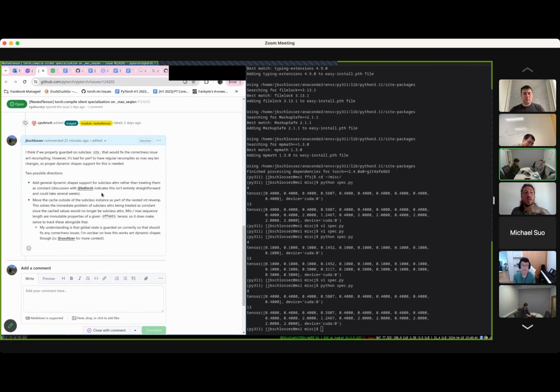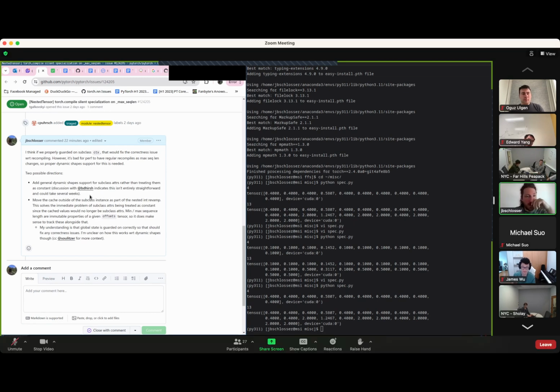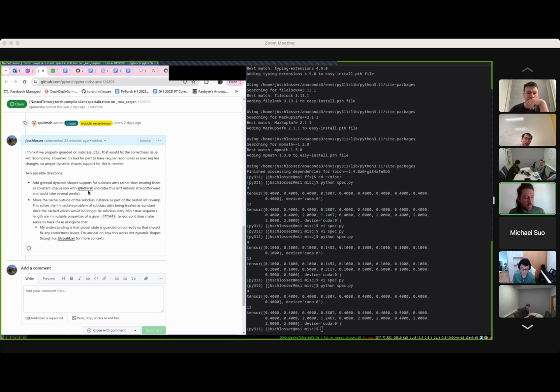Yeah, so if we want to take the approach we've been taking where we solve this for the general subclass issue, it would be to add dynamic shape support for subclass attributes rather than treating them as constant by default. I think Brian probably has more details on what this looks like, but it sounds like it takes several weeks to accomplish. Yeah, I think that's right.